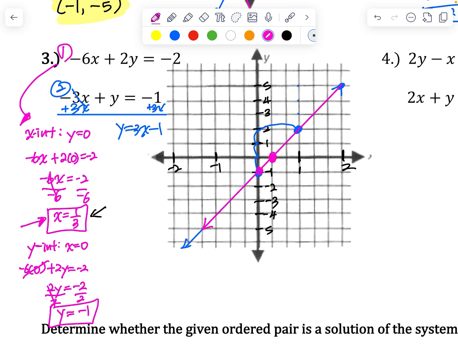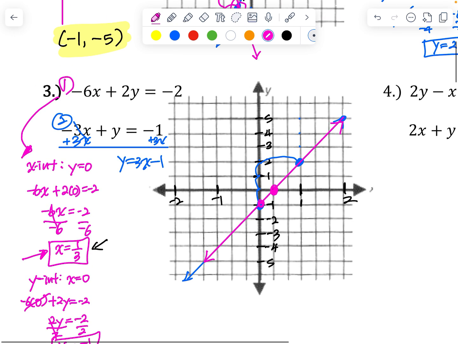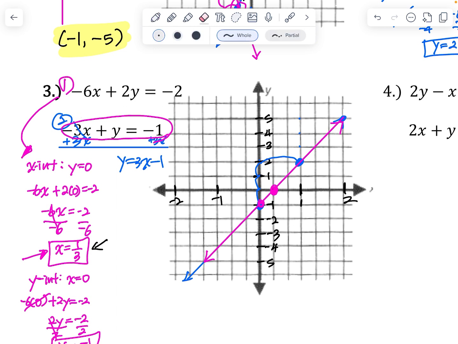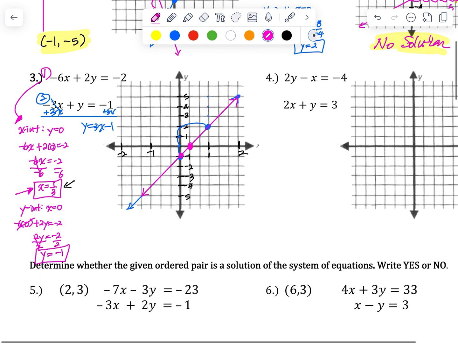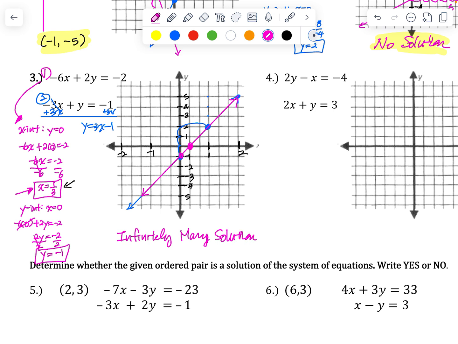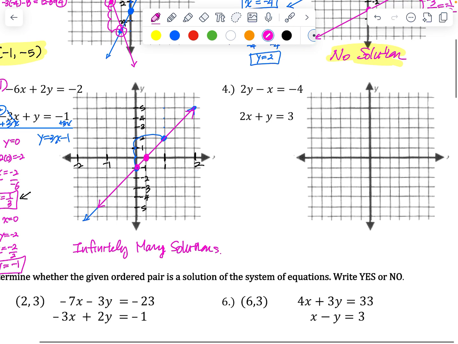It makes sense because if you multiply this whole equation by 2, that gives me negative 6x, 2y, and then negative 2. It does happen to be the same equation as the first one. That is very funny. So this is infinitely many solutions. Okay, that was kind of interesting. All right, next one.